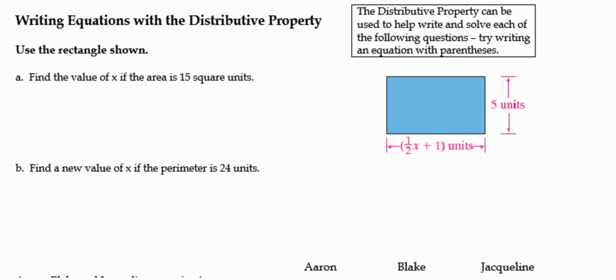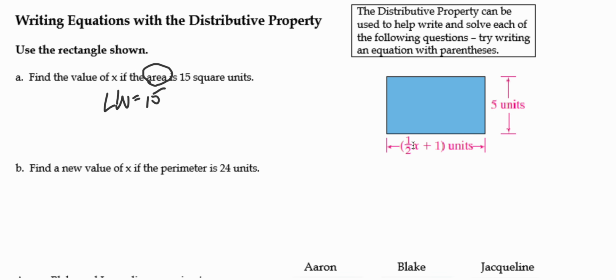Examples where we use the distributive property to help us solve an equation. So in this first example, we have a rectangle with one side 5 units, the other side 1/2 of x plus 1 units. If we know that the area of the rectangle is 15 square units, then that means that the length times the width will be 15 units.